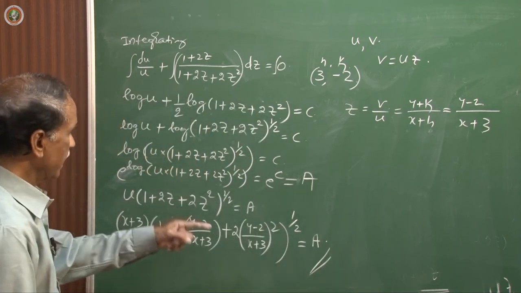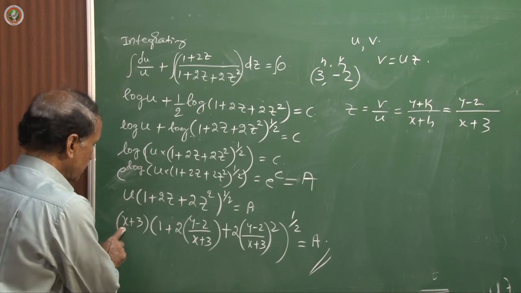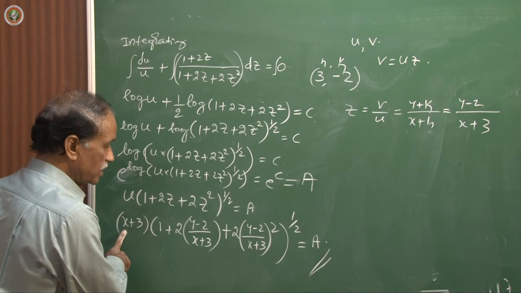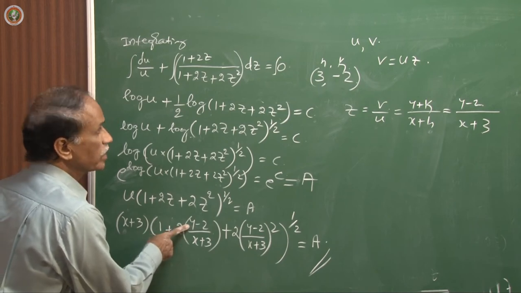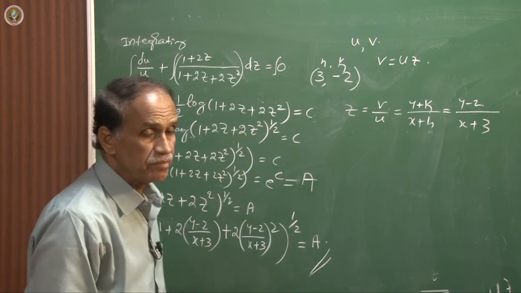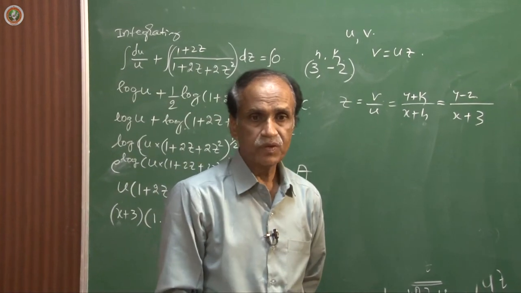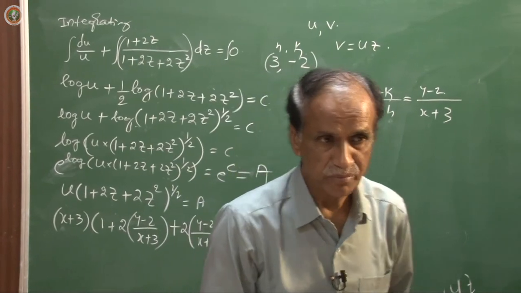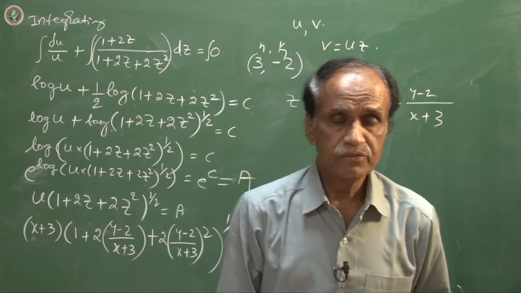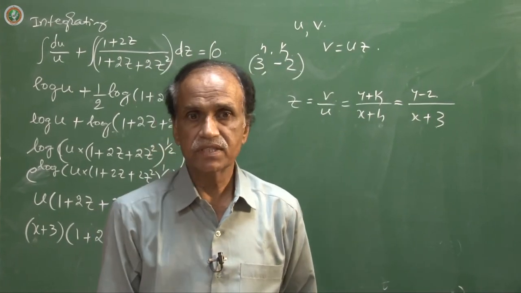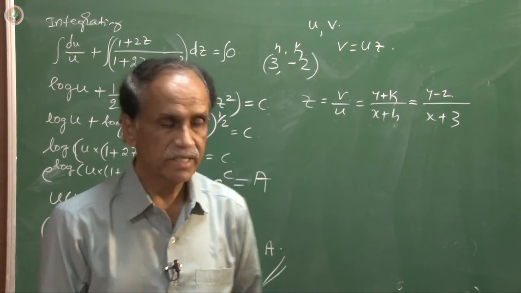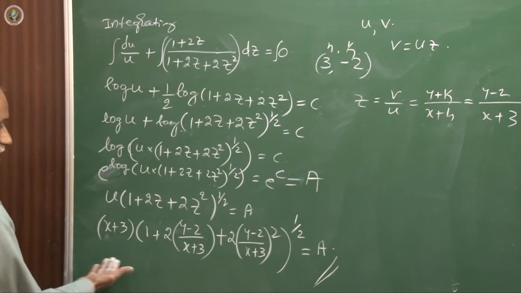This is the final answer which you are expecting, with the original symbols x and y given in the problem. But z, v and u, these three symbols we had taken as new symbols. Then we need to leave the answer in terms of the given symbols, that means x and y. So this is your final step.